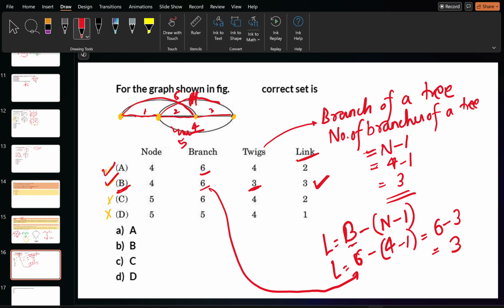Any doubt in this? No, sir. Simple formulas are there, so you just have to remember the actual definition of the particular component. What is the twig? What is actually the link? Link is basically the branches of a co-tree, which will be equal to total number of branches minus the number of branches of a tree. Okay, so let me move to another question.